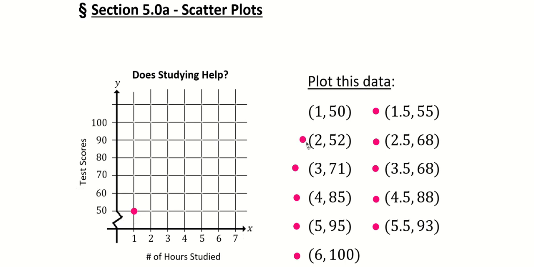And then this data point at 2, let's just do our best here. Where's 52? I guess it's right about there. Just try your best. So this dot represents a student in this survey who studied for 2 hours and got a 52 on the test. Then 3, 71, about right there, good enough. Let's not forget 1.5, which is right there, and 55, so that point would be about right there.